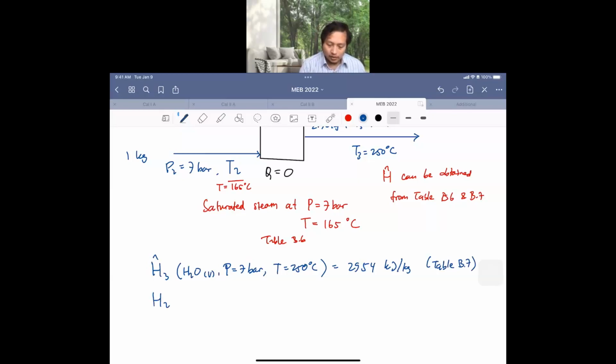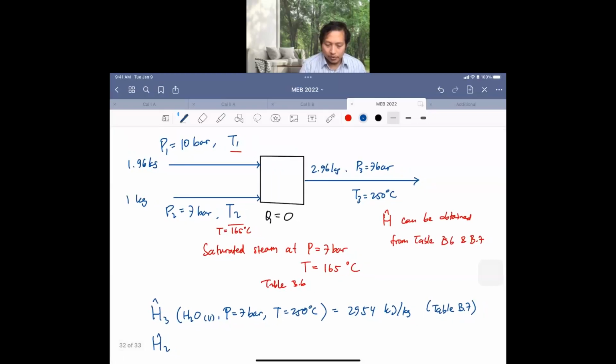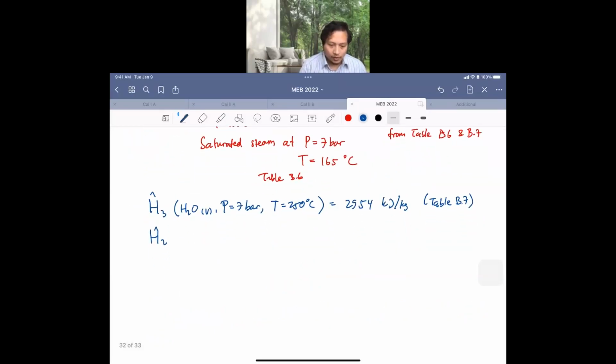And the enthalpy for the second part is 1. So we have H1, H2, H3. This will be vapor at P 7 bar and saturated. This is 2760. This is from table B6.